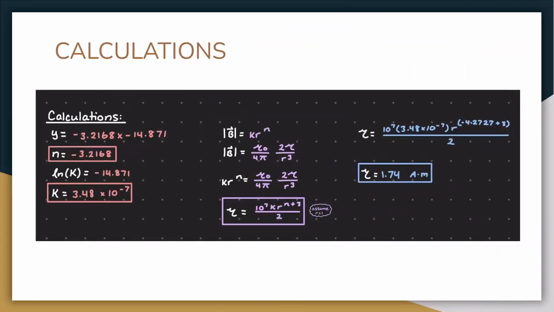Here are the calculations that I used for this experiment. On the left, we have our y equation that was gathered from the previous graph. From there, we can find n as well as k, and use k to plug into our magnitude equation to find mu. With this, we assume that r equals 1, and we end up with 1.74 for our value of mu.